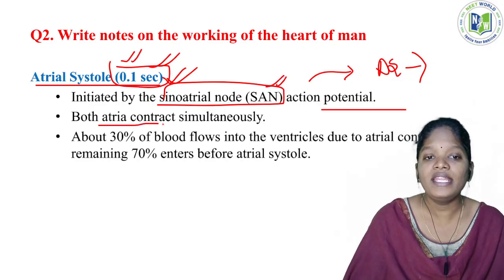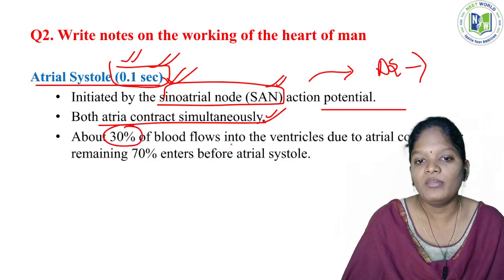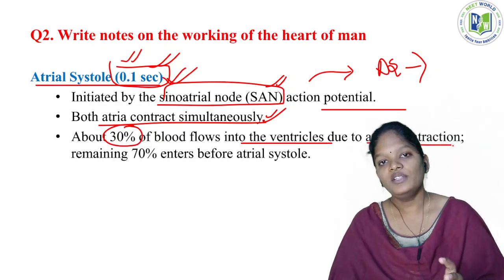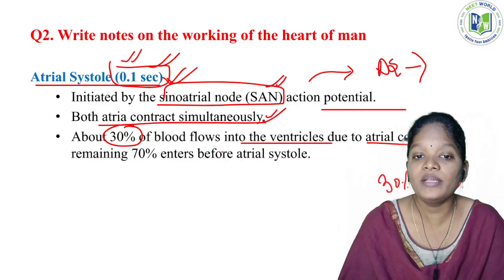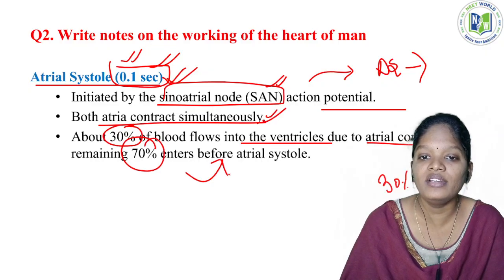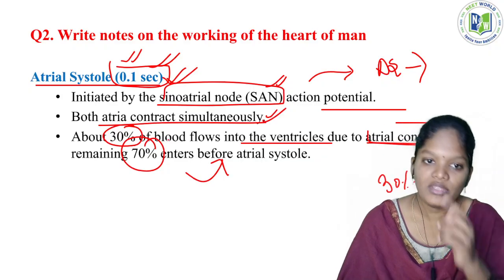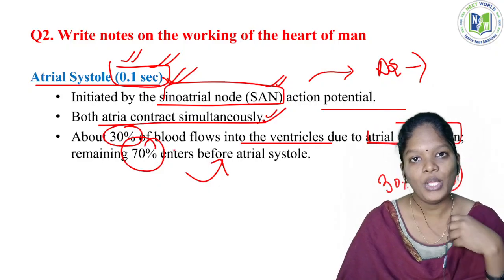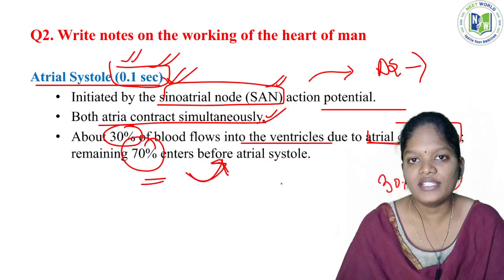Both the atria contract simultaneously. About 30% of the blood flows into the ventricles due to the atrial contraction. As a result of this atrial contraction, the 30% of the blood present in the right atrium and the left atrium flows to the ventricles, and the remaining 70% enters before the atrial systole.